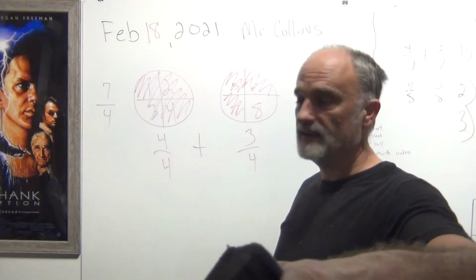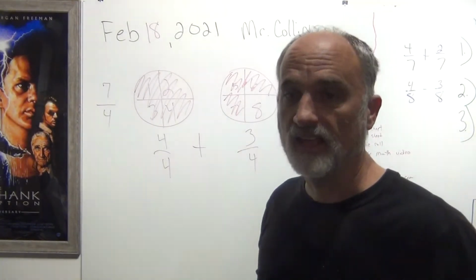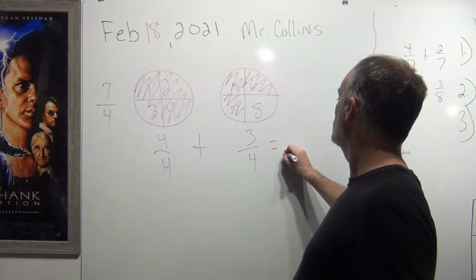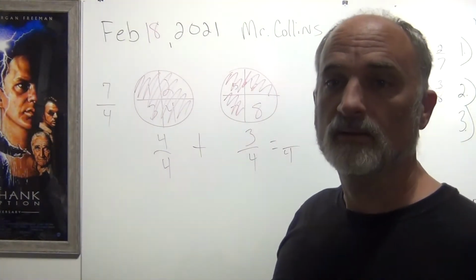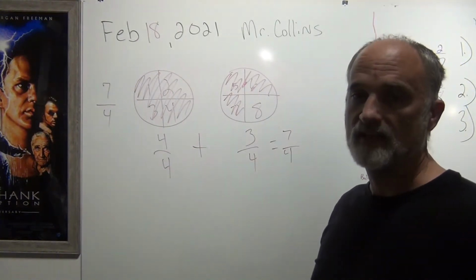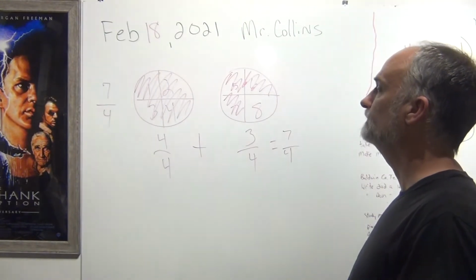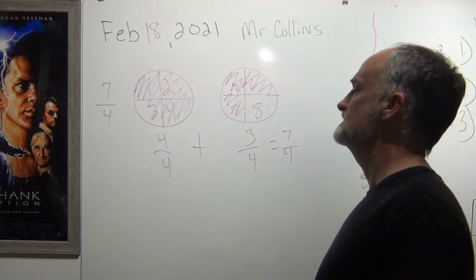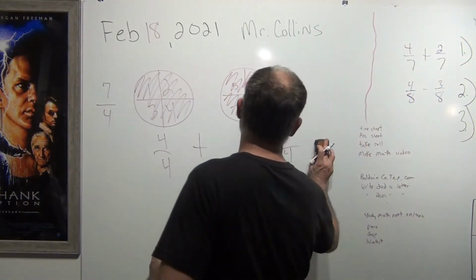When you add and the denominator is the same, you keep that same number and you just add the top. 4 plus 3 is 7. 7 over 4. Okay? 7 over 4. Now, watch this.